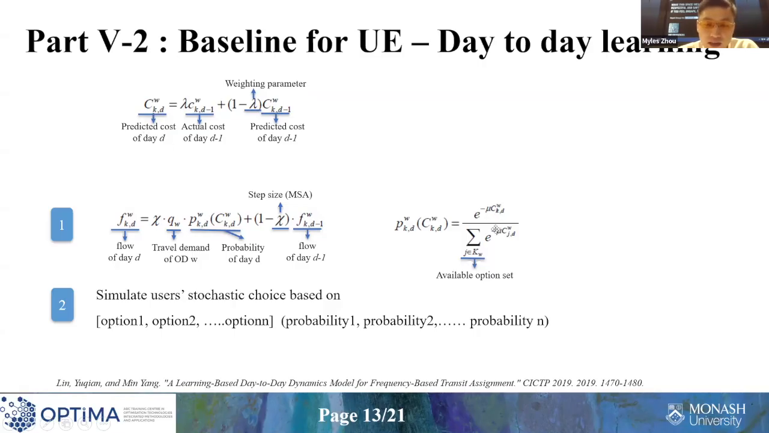And based on this predicted cost, you can find the probability of these passengers choosing each option. Based on the probability of each option, then we can update the flows of that option. So the main idea of the day-to-day learning is to simulate the user's stochastic choice based on probability, and this probability is decided by their predicted cost.